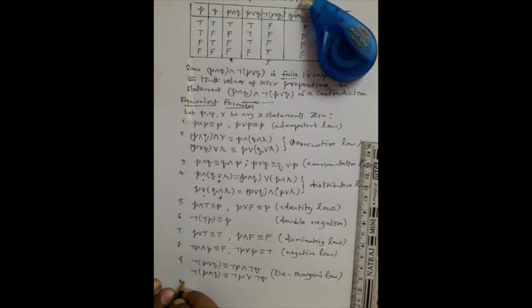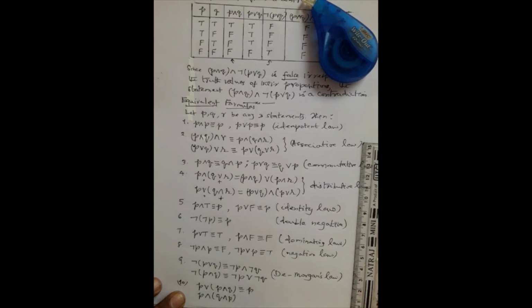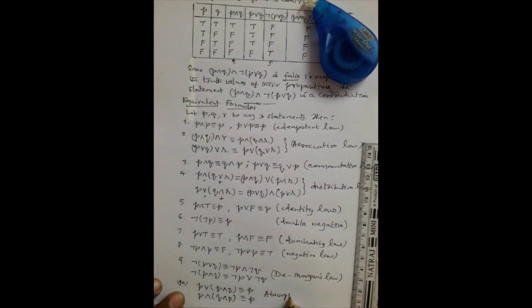Finally, we state absorption law, that is, P or (P and Q) is logically equivalent to P, and then P and (Q or P) is P. Out of these three, two of them are equal irrespective of the place they are. Similarly here two of them are equal, so here also the value is P. This law is called absorption law.